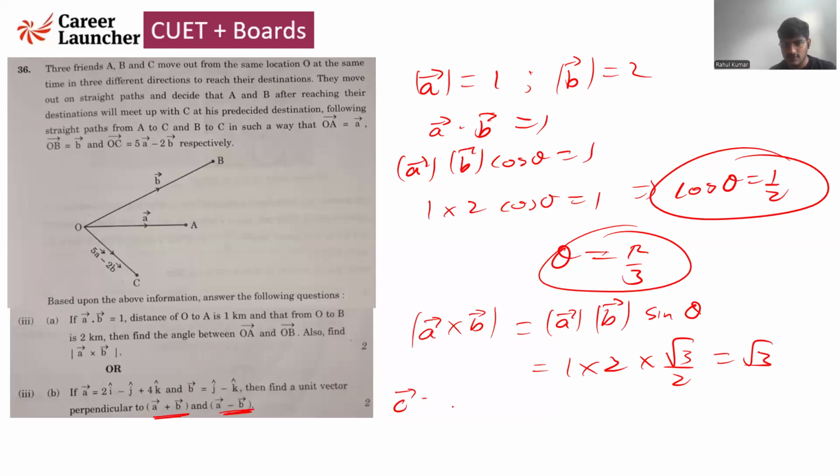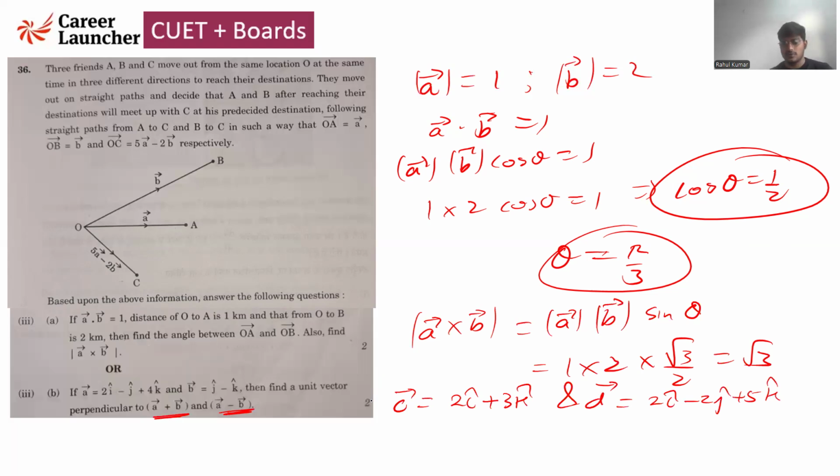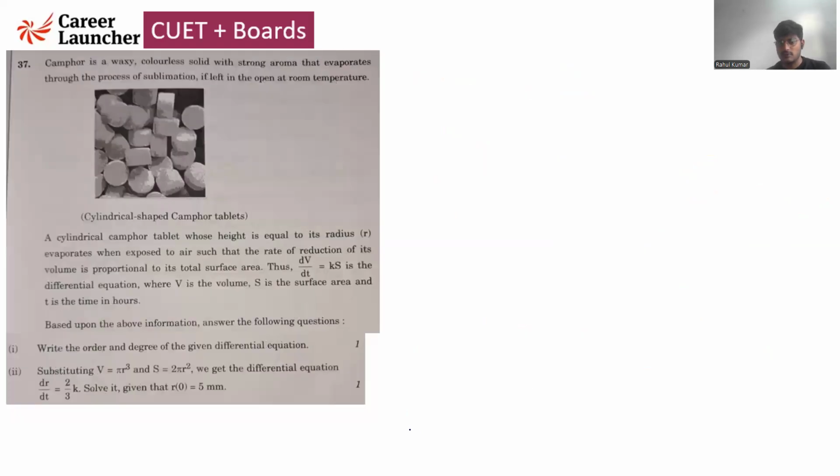So let's write A plus B vector, which is C vector. A plus B vector is 2i cap plus 3k cap, and D vector is nothing but the subtraction of these two vectors, A vector minus B vector. So 2i cap minus 2j cap plus 5k cap. Now you need to find a perpendicular vector, which means you need to find the cross product. Let me add one page here just for ease.